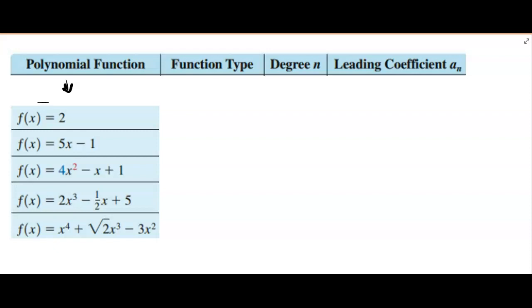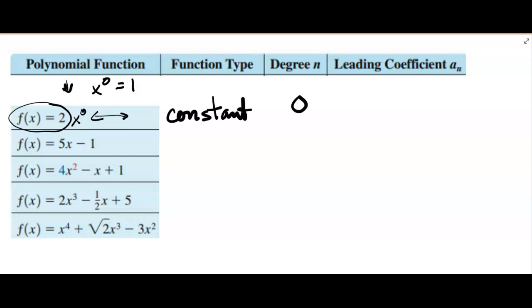Now when you think about this function here, it graphs to be a horizontal line at 2. And this is called a constant function. I think we've talked about constant functions before, but if not, there it is. The degree of n, well, there's no variable, right? You could put x to the 0 because x to the 0 equals 1, and 1 times 2 would be 2, so you wouldn't change anything. So the degree is 0 here. The leading coefficient is 2.